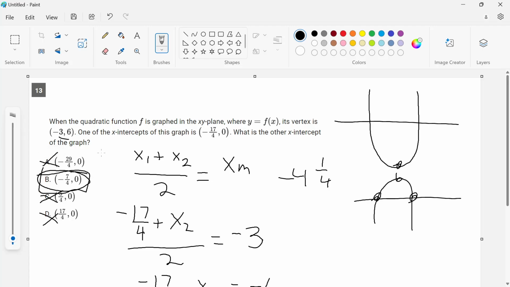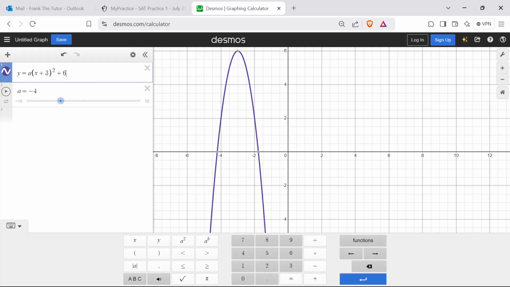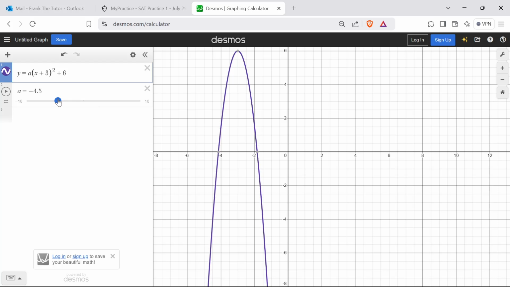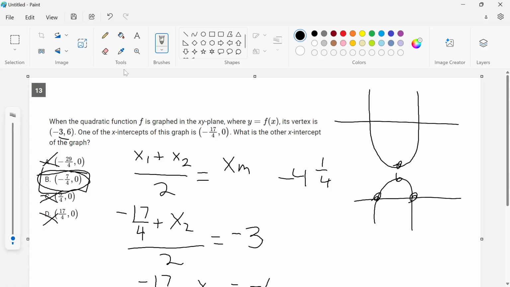Again, the answer comes out to be just estimated. If this wasn't multiple choice, I wouldn't try to use Desmos on that one. But since it is, I can get close enough. I can estimate it and get close enough. I don't know if I'd ever be able to make A exactly where this is negative 4.25. I just think that would be too hard. But since it's multiple choice, I can get close enough.